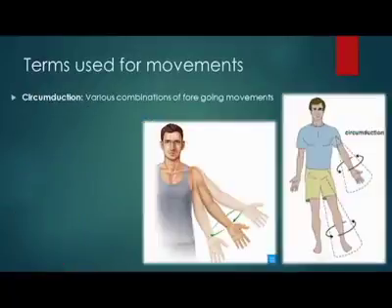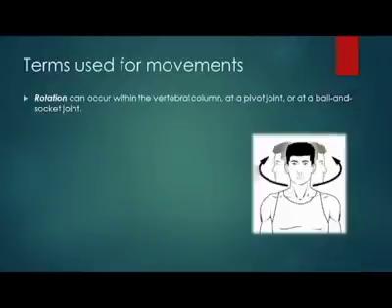Next one is circumduction. Various combinations of foregoing movements are known as circumduction. There is nothing to confuse. Various combinations of foregoing movements are together known as circumduction. See the examples of hand and foot. Next is rotation. That is very familiar for us. Rotation can occur within the vertebral column, at a pivot joint, or in a ball and socket joint.